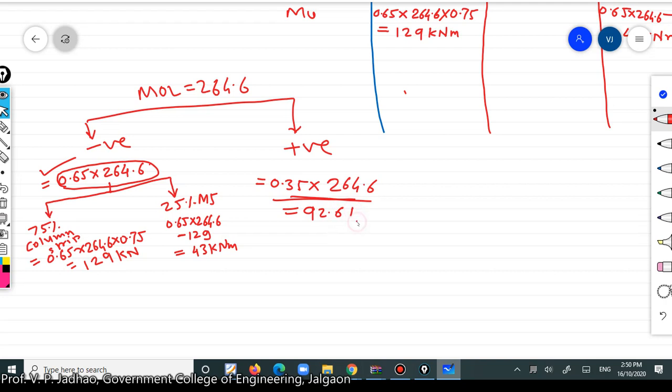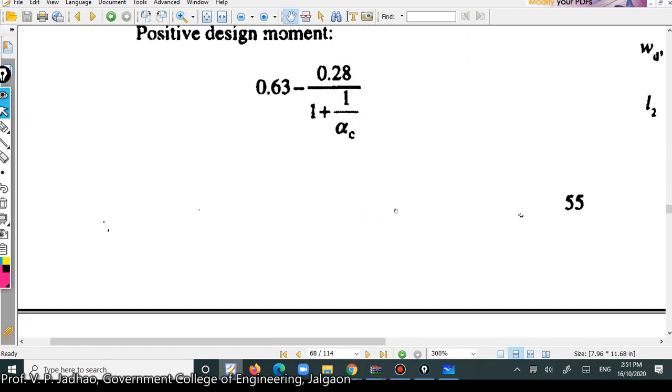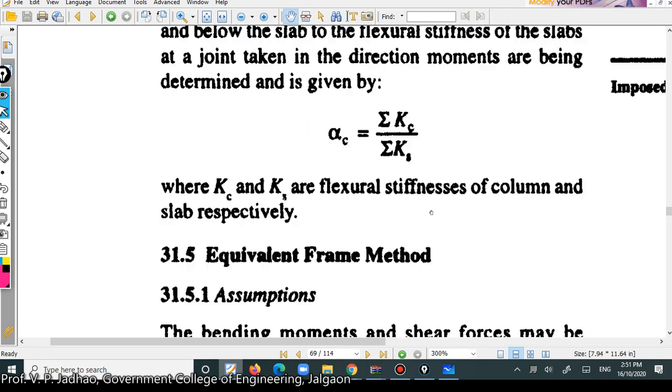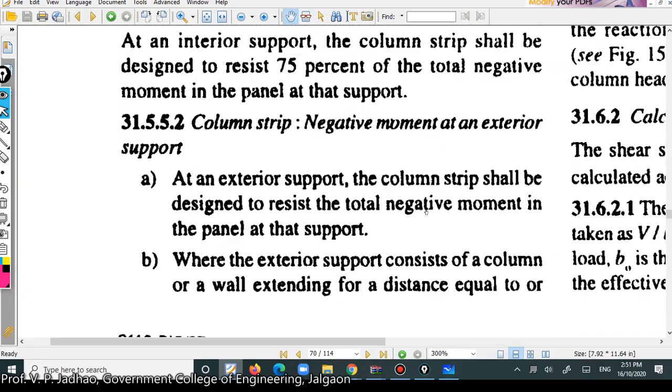Now we have to distribute this positive bending moment among the column strip and middle strip, and this bending moment will be acting at the mid span, or central span, of your column strip and middle strip. Now we have to also distribute this bending moment. We have to again go to this clause.